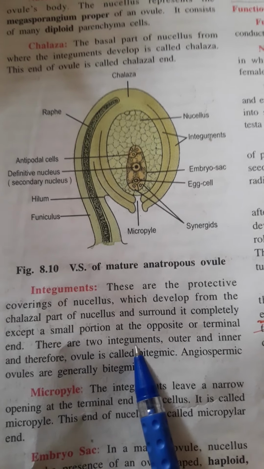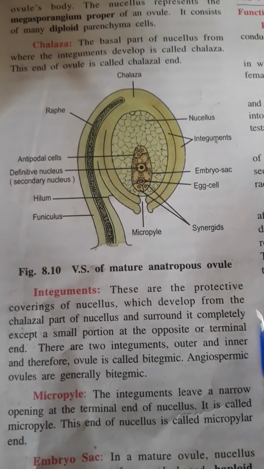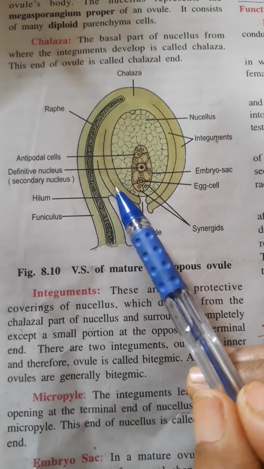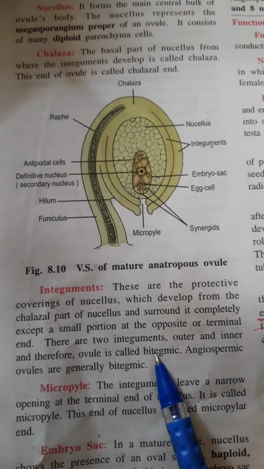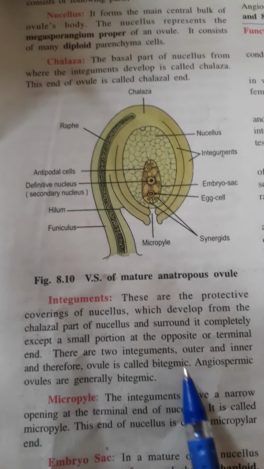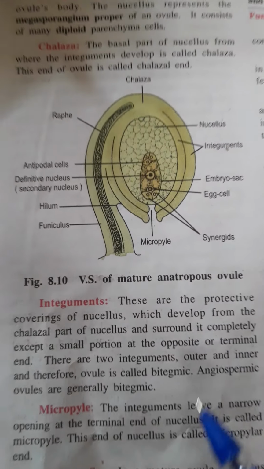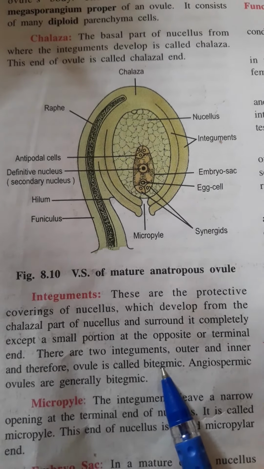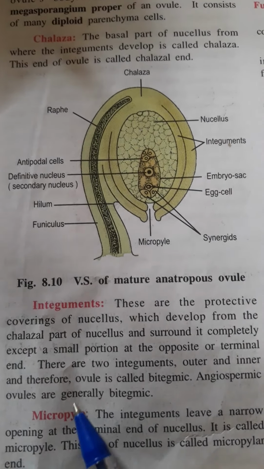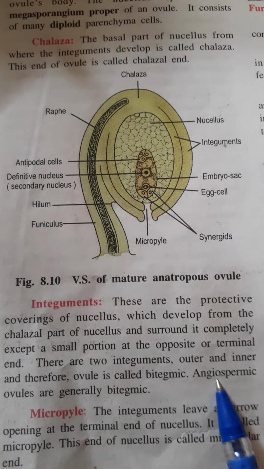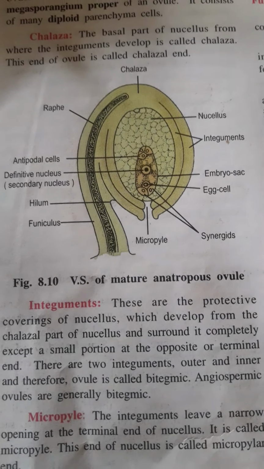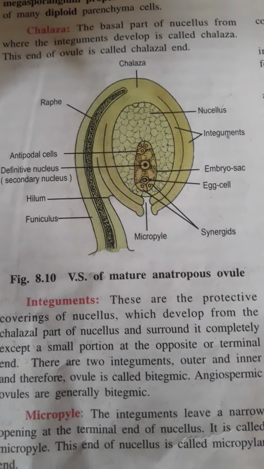There are two integuments, outer and inner. Outer and inner. These two integuments are called bitegmic. There are two integuments, therefore it is called bitegmic. Angiospermic ovules are generally bitegmic. So angiospermic ovules are mostly bitegmic.